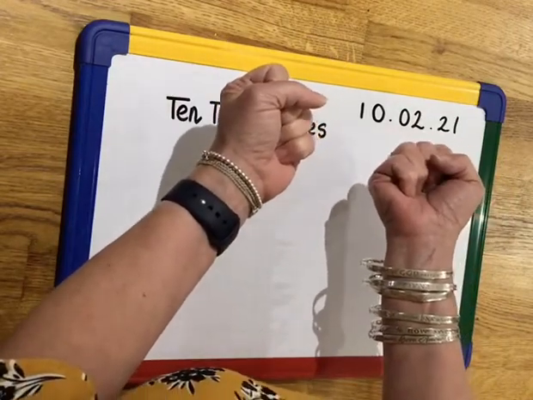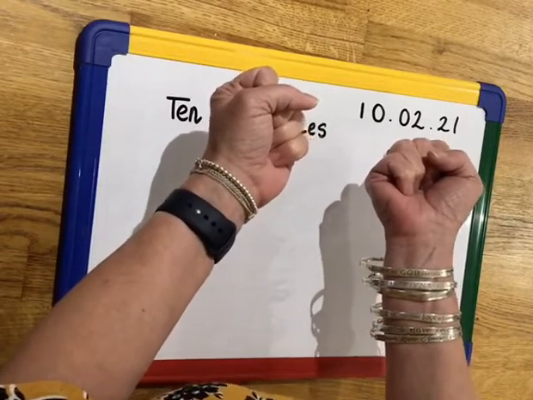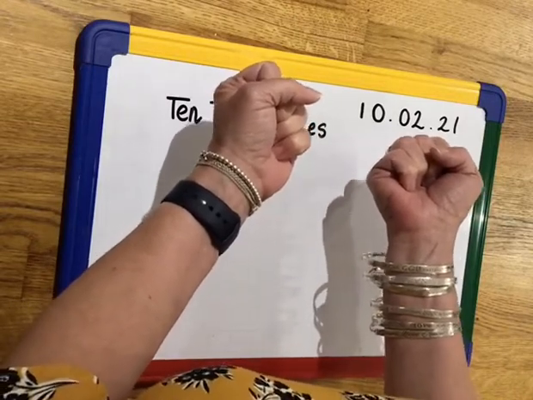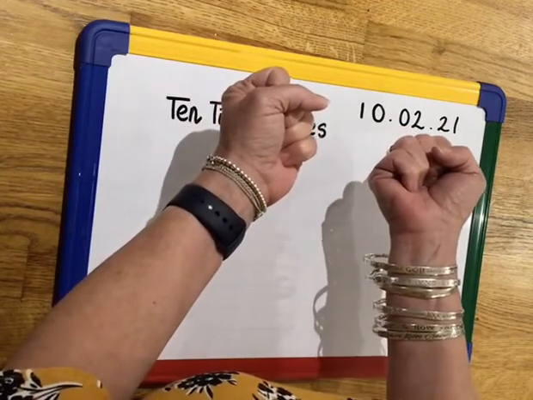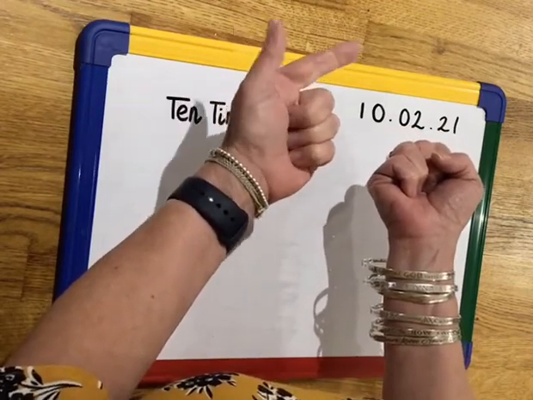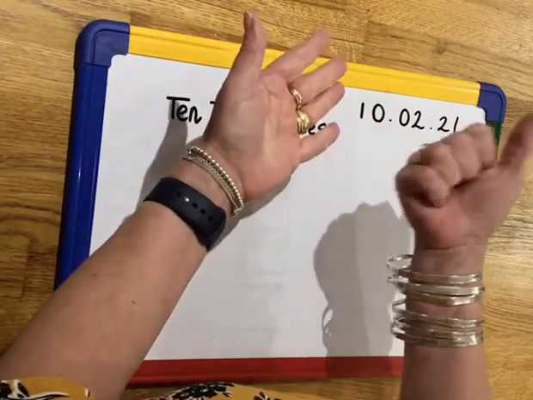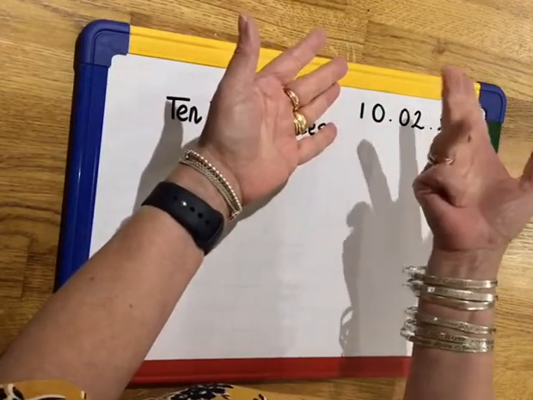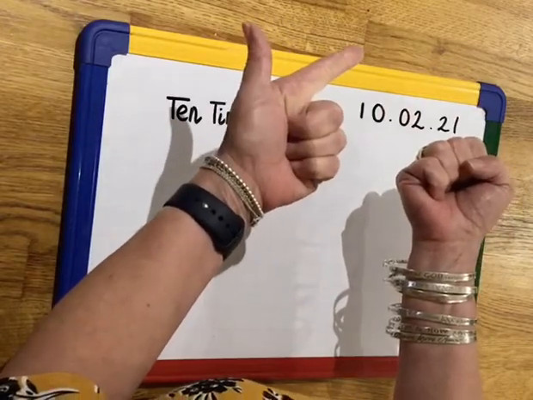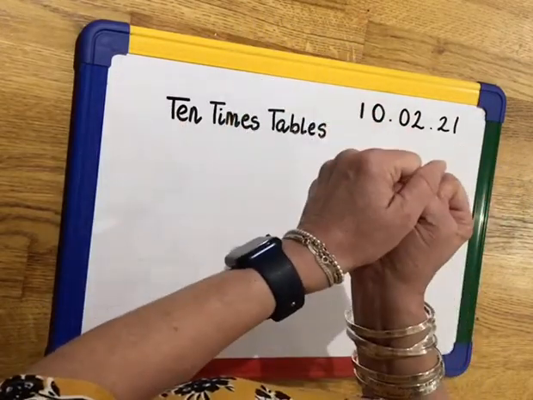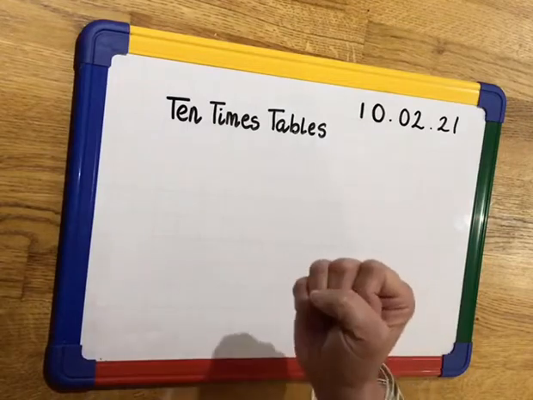I'd like you to pause the video for a moment, and I'd like you to practice counting in tens using your fingers to remind you how to do this. So 10, 20, 30, 40, 50, 60, 70, 80, 90, 100, 110, 120. So count in tens from 0 up to 120 for me, please, children.